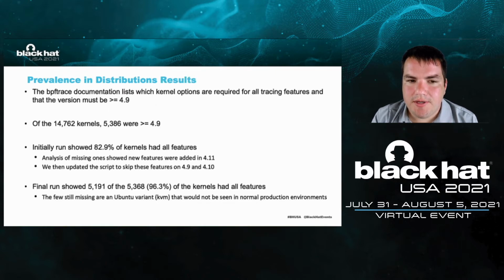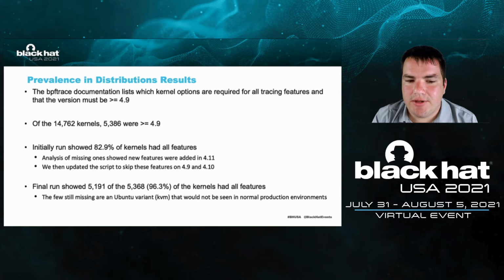So to start, we consulted the BPF trace documentation. This lists specifically which kernel configuration options you need for the features to be present. And it also says that the kernel version has to be at least 4.9. So the first thing we did was filter to just the kernels that were at least 4.9 in our set. This put us at around 5,400 kernels. We then wrote a script that queried the API to figure out which kernels had all of the options present.